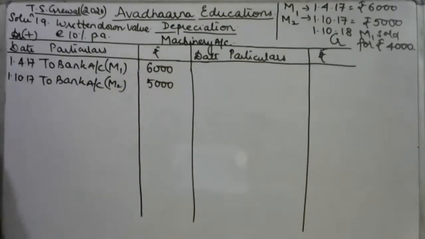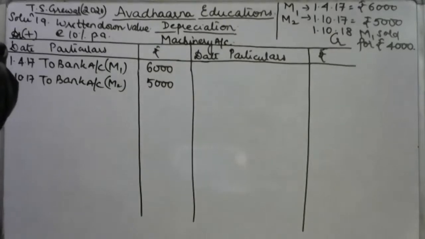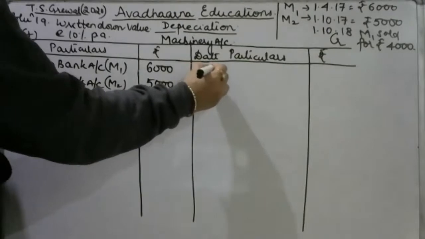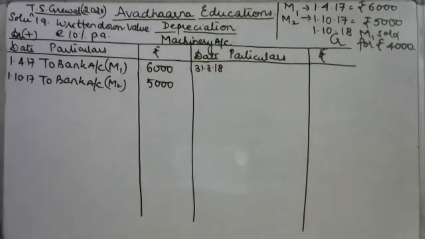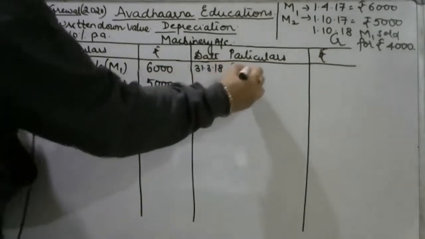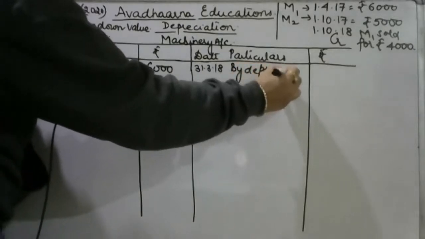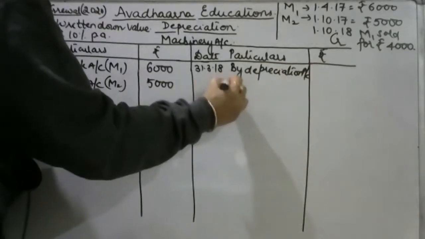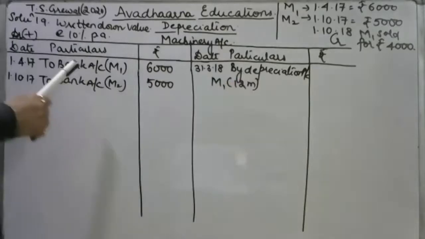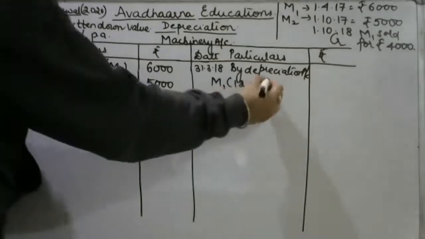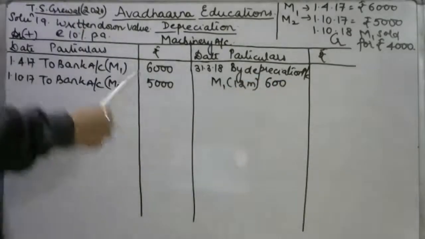Now this financial year is going to end on 31st of March 2018. So let's provide depreciation for the first financial year. So by depreciation account on the first machinery, we are going to provide depreciation for the whole complete year, that is 12 months, at the rate of 10% per annum. So 6,000 at 10%, when we charge, we are going to get depreciation as 600.